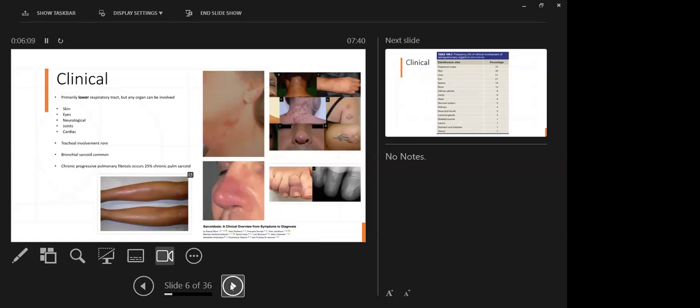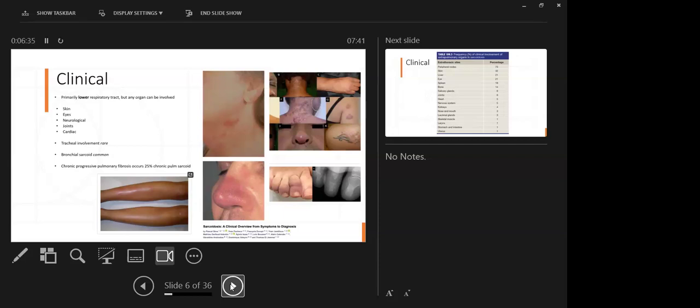It can affect your eyes, giving you uveitis. Neurological involvement can be reported. That can either result in pain or loss of smell or neurosarcoid. It can involve your joints. And if you can see in that image, that's the clinical image of a toe that's been involved. And if you look at the radiological image, you can see almost a bit of a widening of that bone and almost like an osteolytic process.